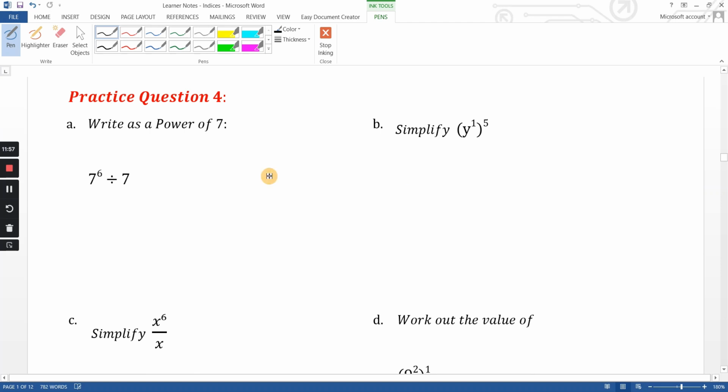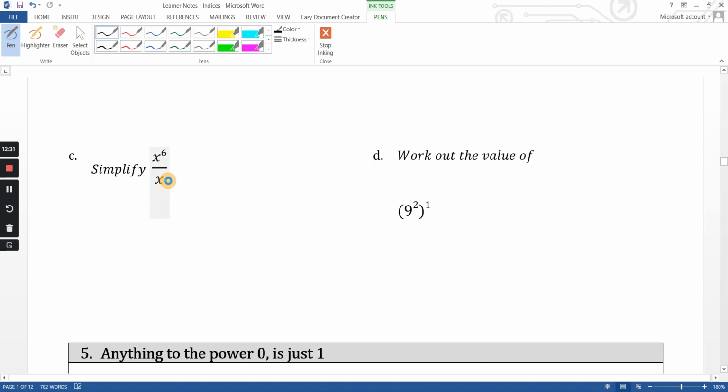Write as a power of 7. Again, there's going to be a little 1 there. And dividing, you're going to be taking away the powers. So that's 7 to the power 6, take away 1, which is 7 to the power 5 for that one. Part B, simplify this. This is rule number 3, which states that you multiply the powers, you still get y to the power 5.